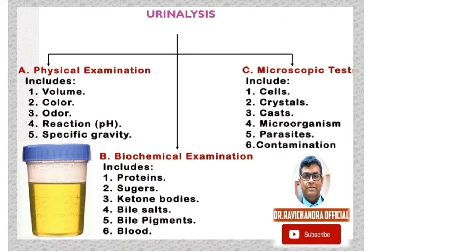In the urine, there are proteins, sugars, ketone bodies, bile salts, and bile pigments, and also blood in diseased people when compared to normal persons. The presence of proteins is considered proteinuria, sugars melituria, ketone bodies ketonuria, bile salts and bile pigments bilirubinuria, and blood hematuria. Now we will discuss each one.